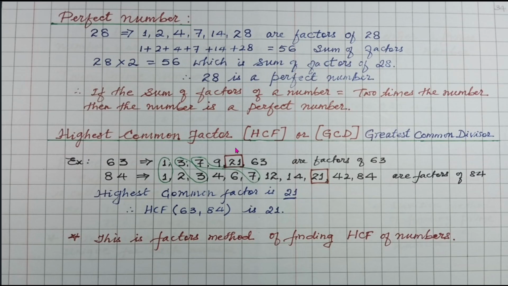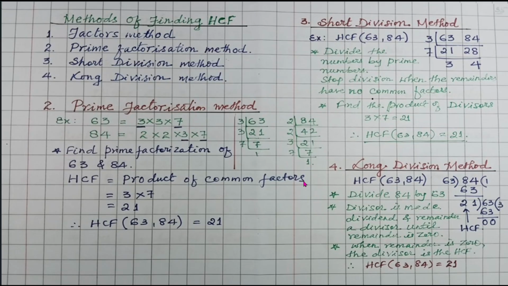So to find the highest common factor, write the factors of the numbers and find out which is the highest common factor, and that will be the HCF or the GCD of the numbers. So please remember, and this also can be taken as a method of finding out the HCF of given numbers.